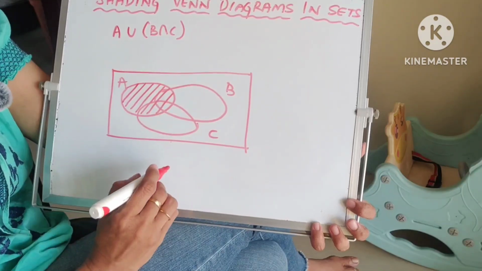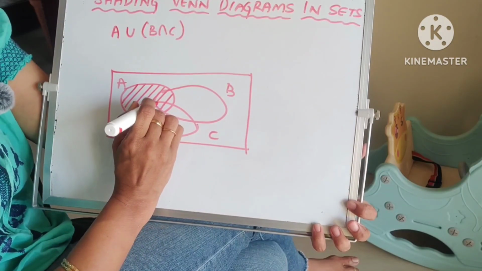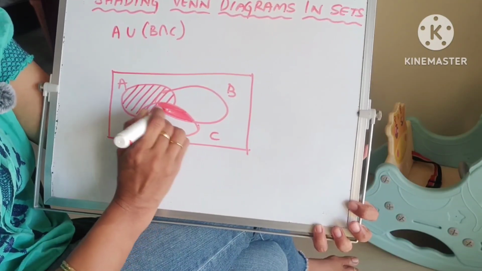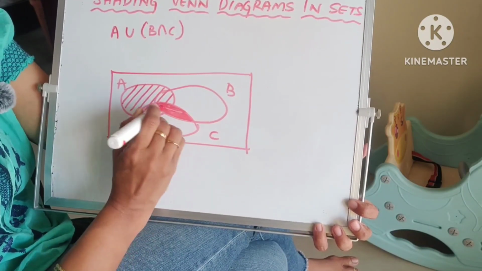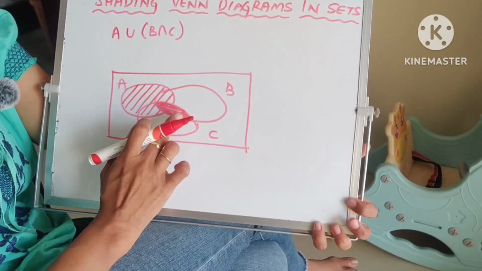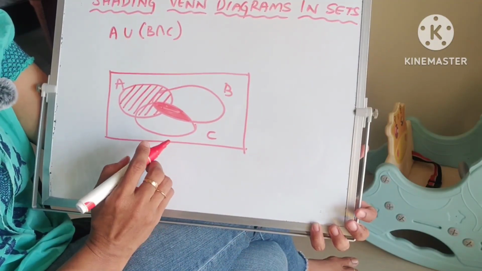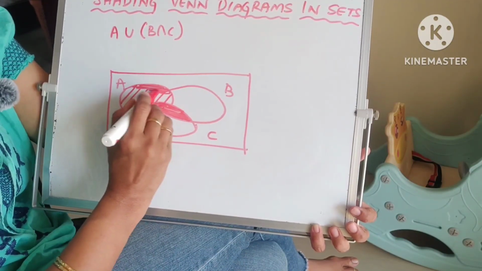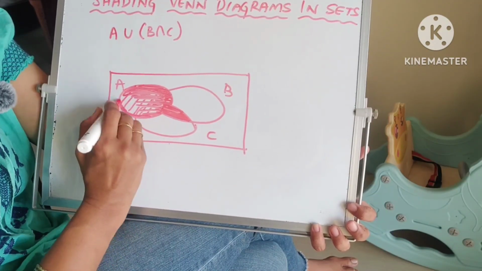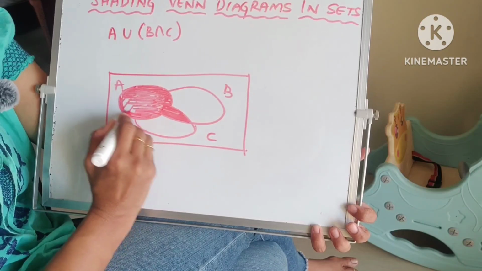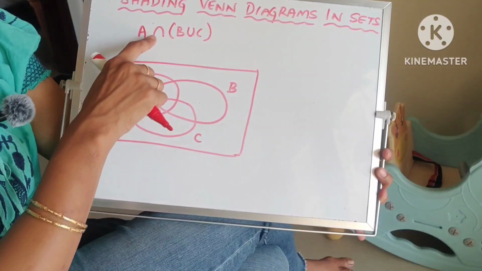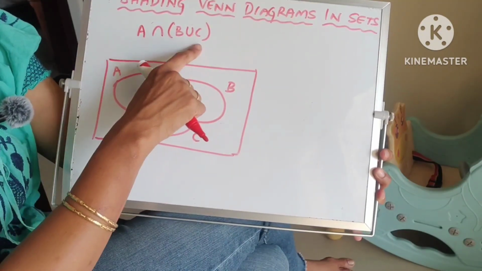Now B intersection C, I am using a different shading. B intersection C is the part that overlaps between B and C alone. Now, since it's union, what I've shaded here as well as this will be the representation for the entire diagram. Now that we are sure of this, we can shade the whole thing, and this particular shading represents A union B intersection C.